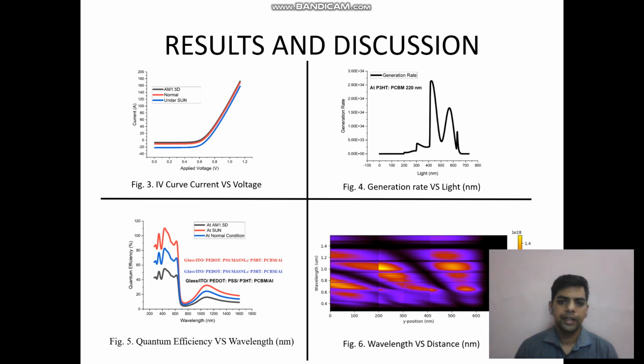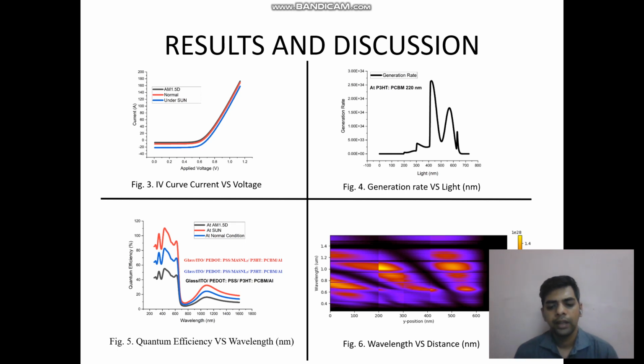Now coming to the results and discussion part. As you can see in figure number 3, I have simulated 3 different structures under 3 different ambient conditions. The first is AM 1.5, the second is a normal condition, nearly 273 to 300 kelvin, and the third is the in-sun condition, in which I am getting an efficiency of nearly 30%. Without the sun condition, I'm getting an efficiency of nearly 10 to 15%.